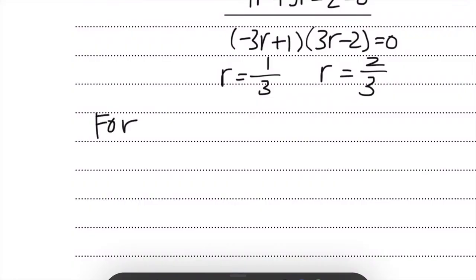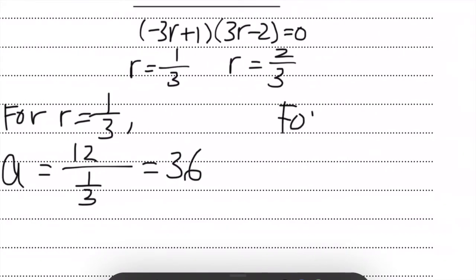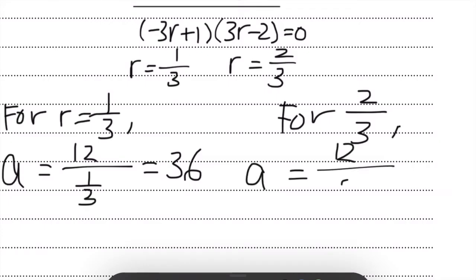For r equal to a third, a is equal to 12 divided by a third, which is equal to 36. For 2/3, a will be equal to 12 divided by 2/3, which is 18. So these two are your answers.